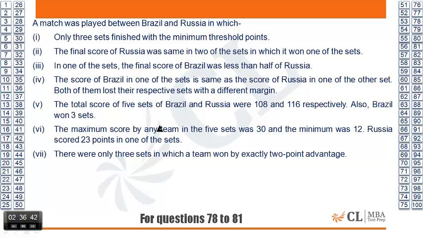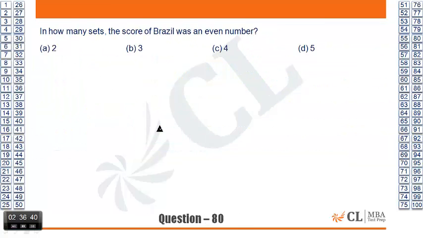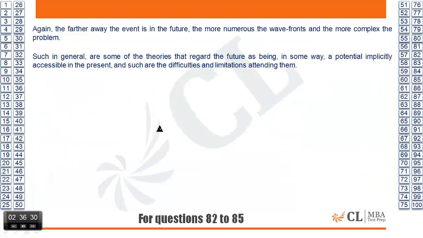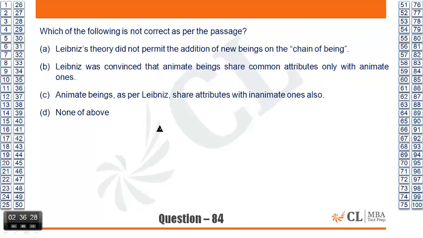Okay, 78 to 81 is out. I think I am tough. 82 to 85, fourth RC. Attempt to explain prophecy about the future. I can see some flowers. 300 miles. My God, this is long.